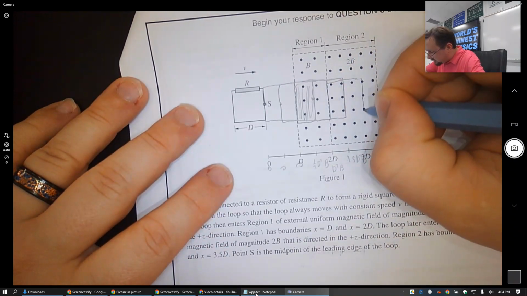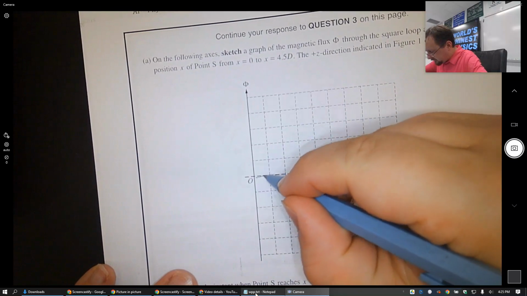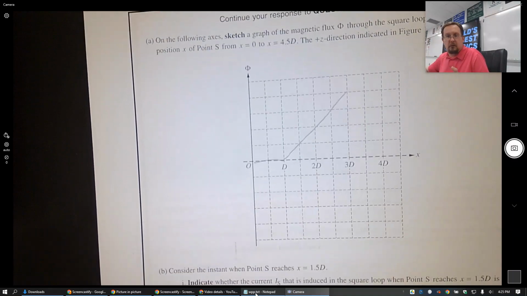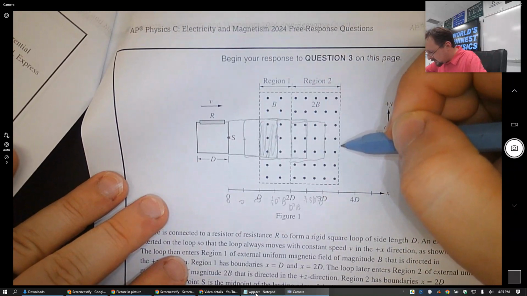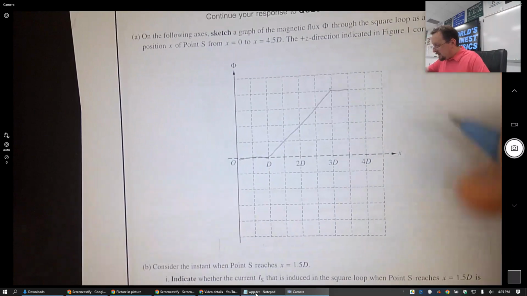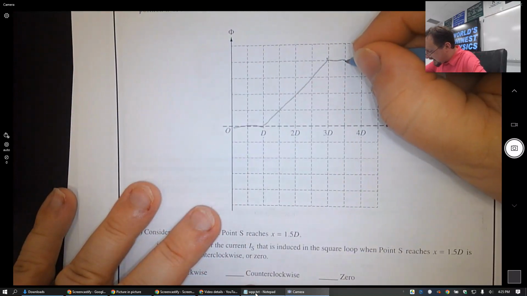Then this is going to be 2B times d squared. So that means that this is just a line. That's just a line. I could have sworn this was going to be a piecewise. I was fully expecting a piecewise. It's not a piecewise. Okay, and then it's going to be flat. Then it's going to be flat. And then as we get to 4.5D, it sinks back to 0 again. And it's positive because out of the page is positive.